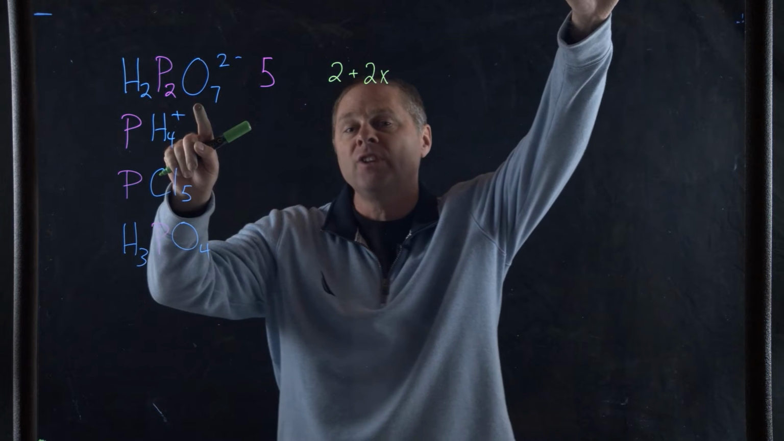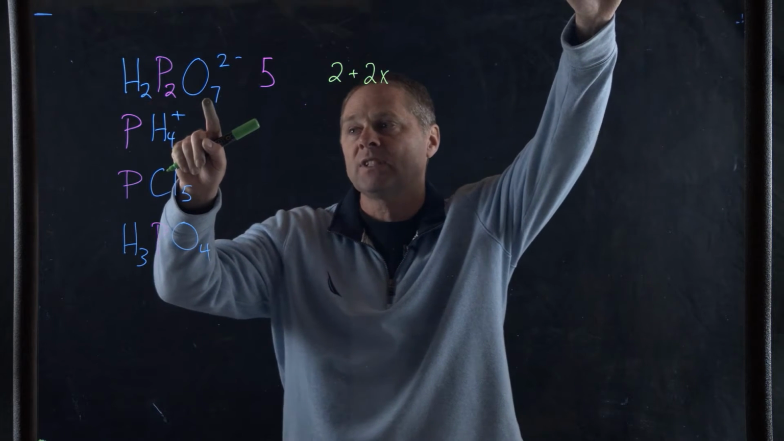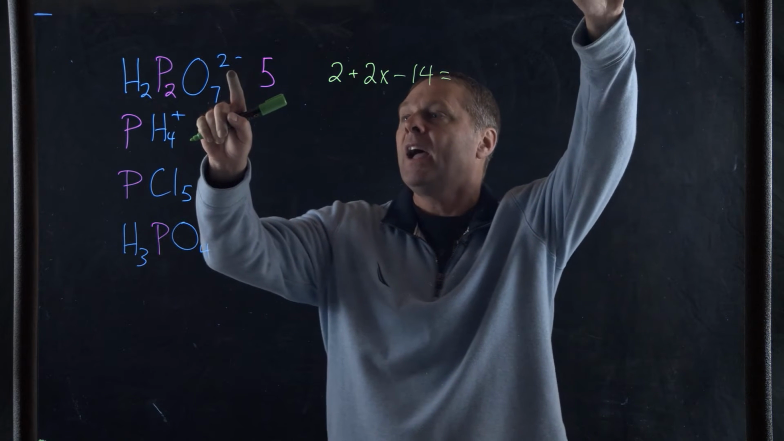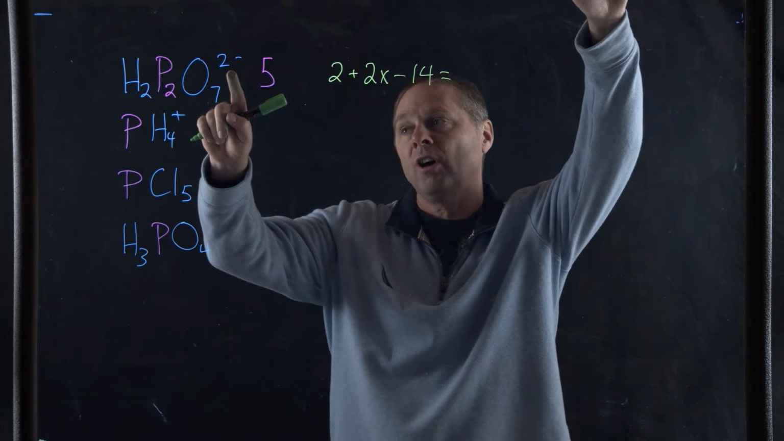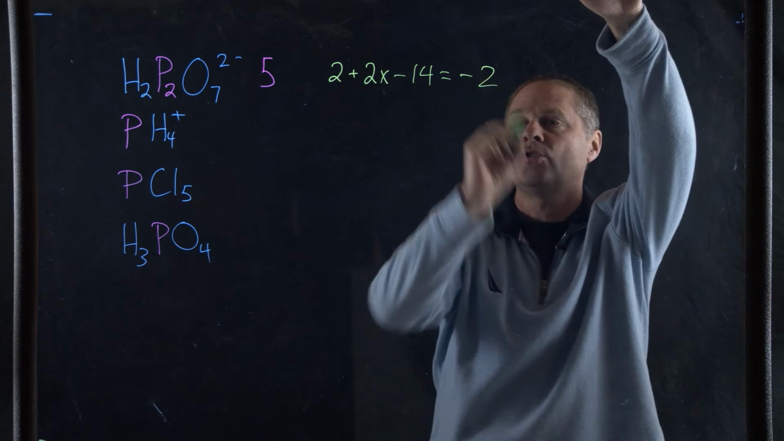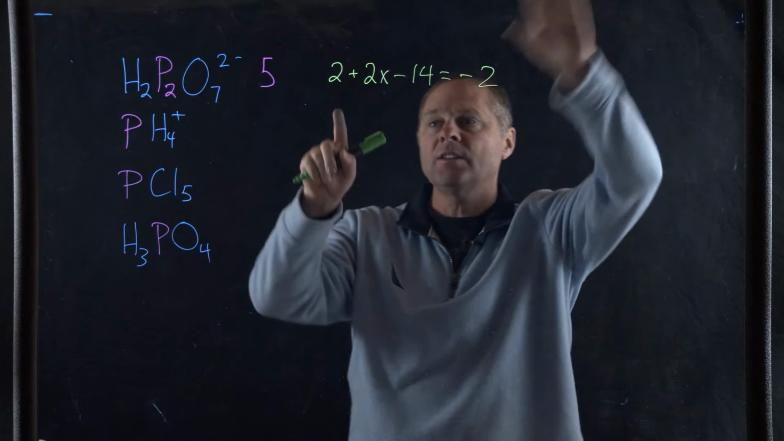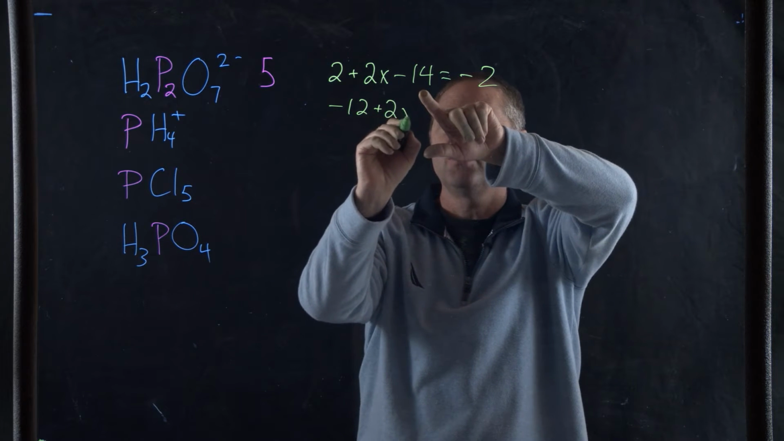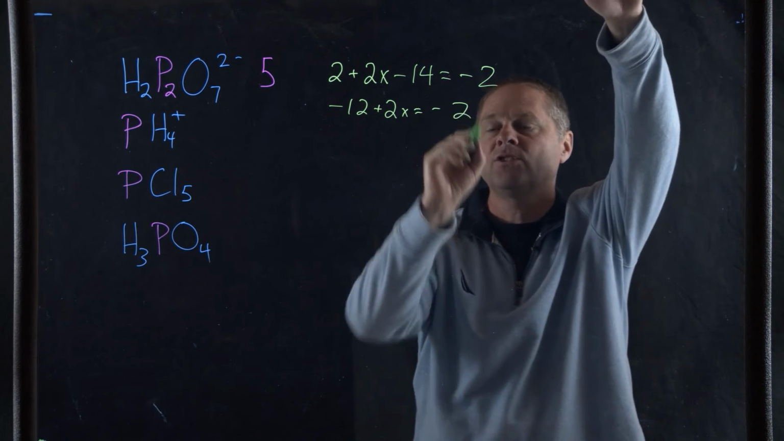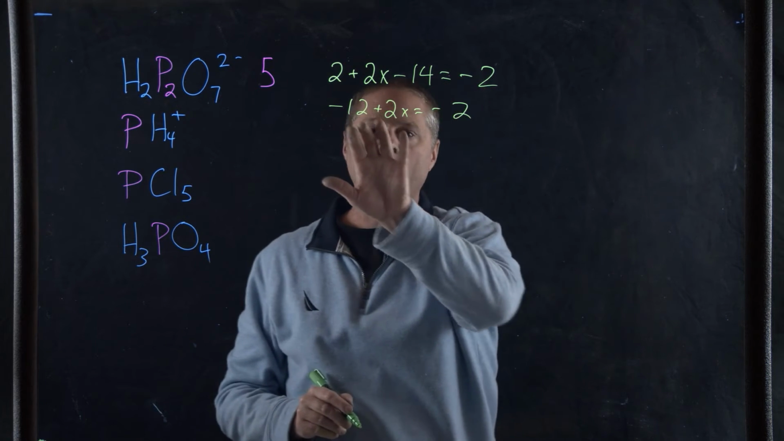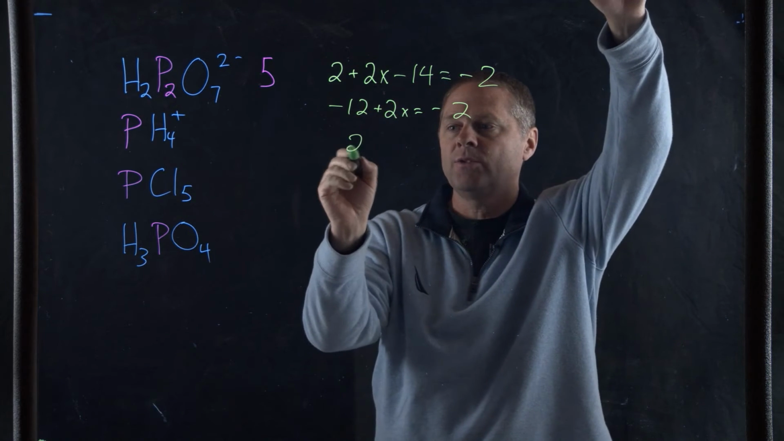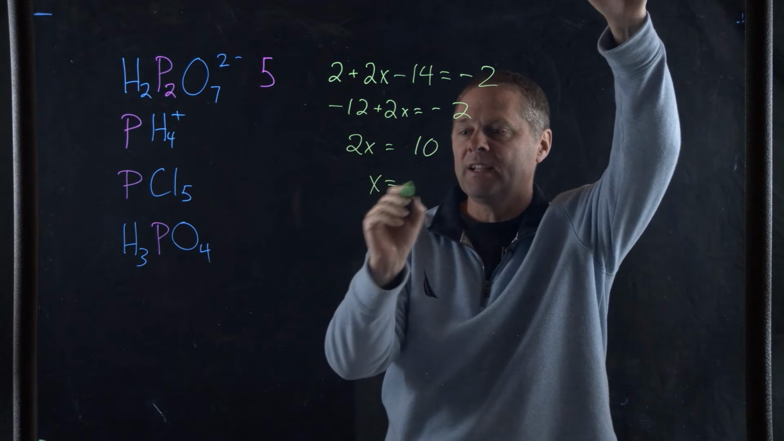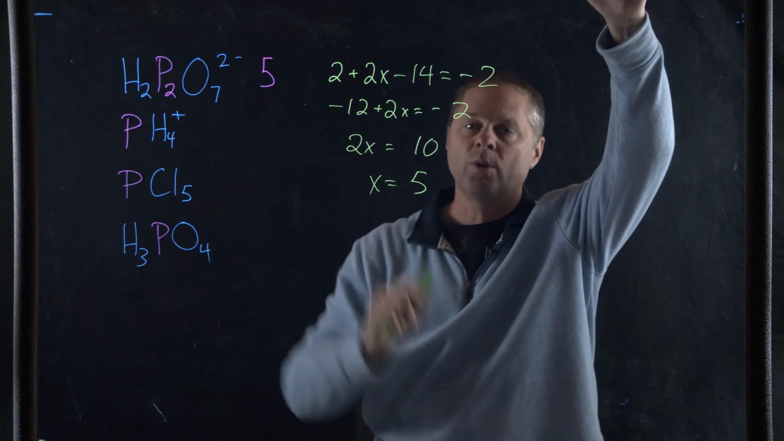Now we know that each oxygen is going to be -2. We have 7 of them, so it becomes a -14. And the total overall charge of the ion is -2. Now this becomes -12 plus 2x is equal to -2. We then move the 12 over to here, so we have 2x is equal to 10. Or we can say that x is equal to 5, which is what we got right there.